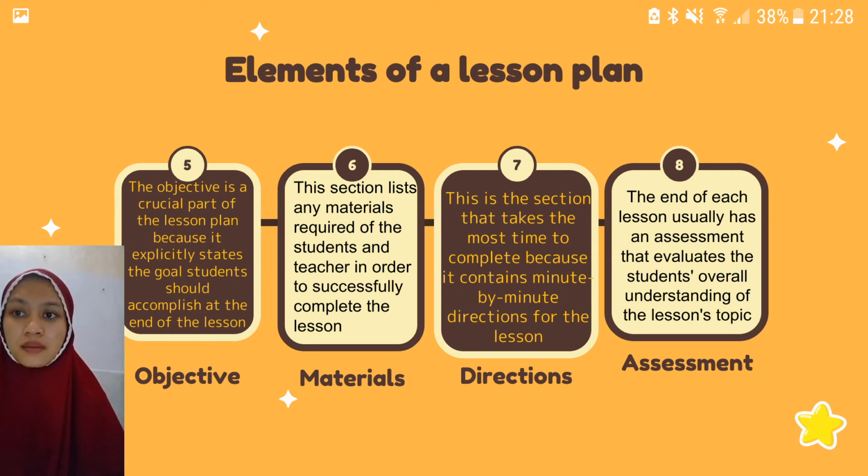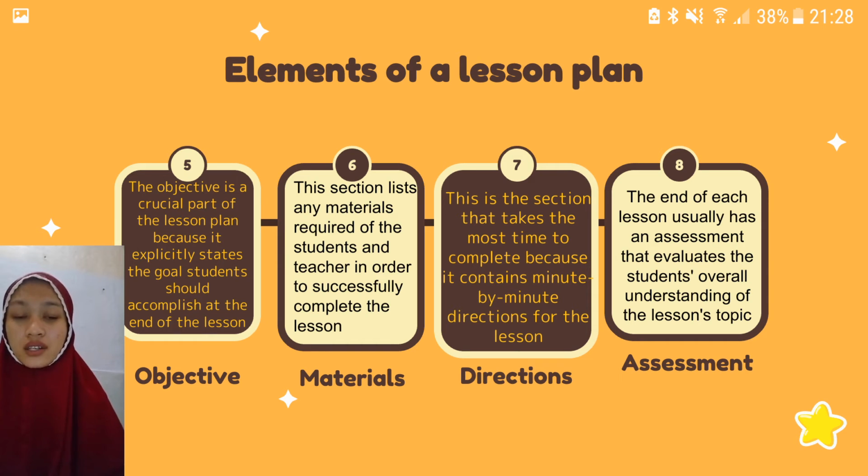And the sixth is the material. This section lists any materials required of the students and teacher in order to successfully complete the lesson. Typically, materials include specific pages from a textbook, printouts, a writing utensil, paper, and whatever else the students need. Listing materials in your lesson plan allows you to better prepare for the needs of your classroom.